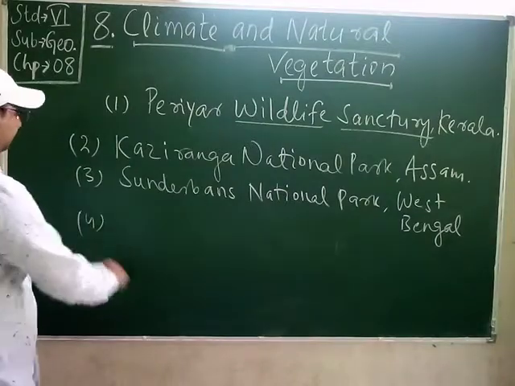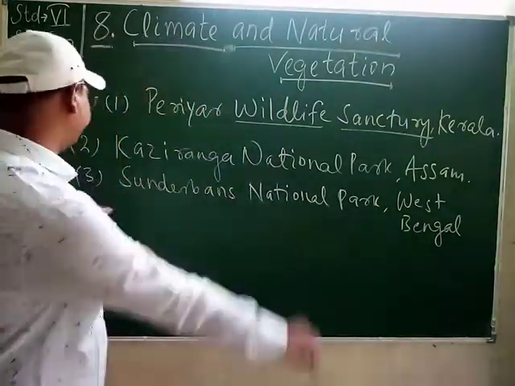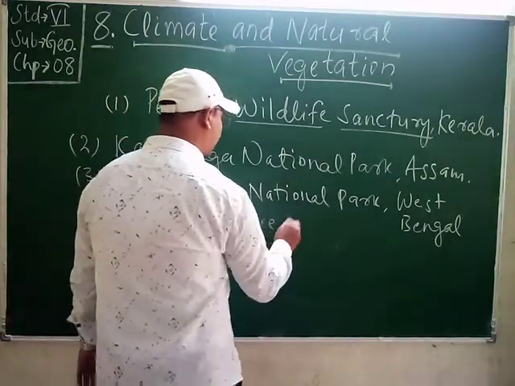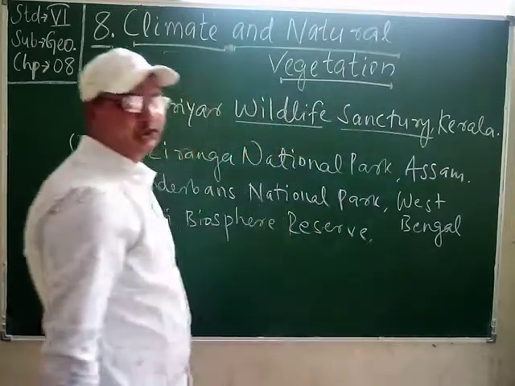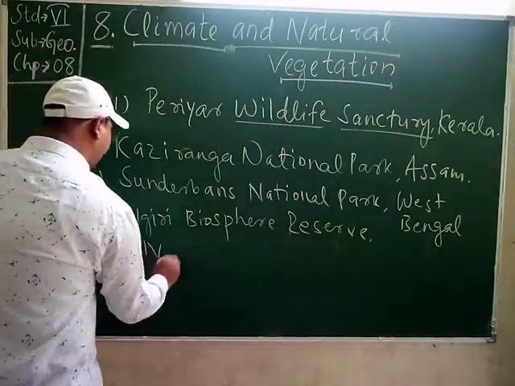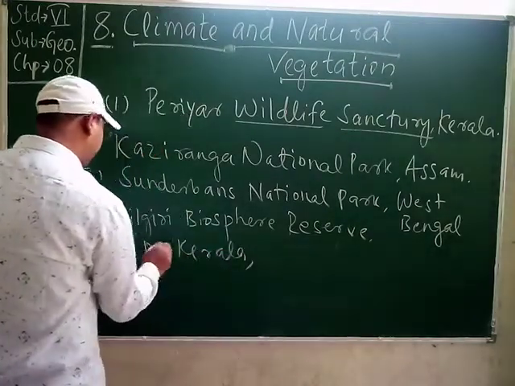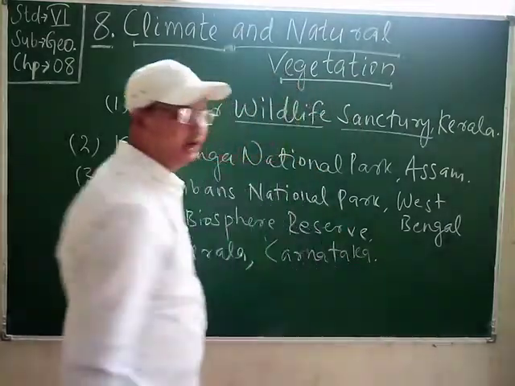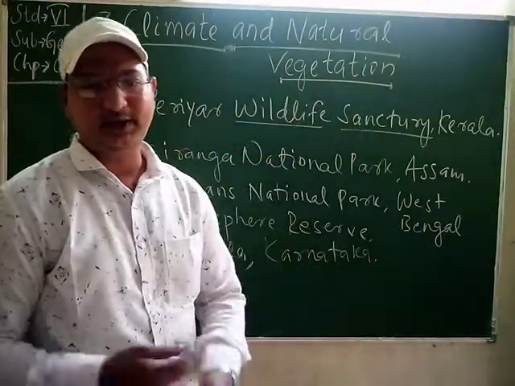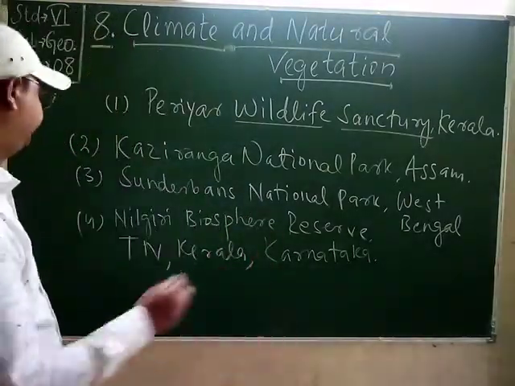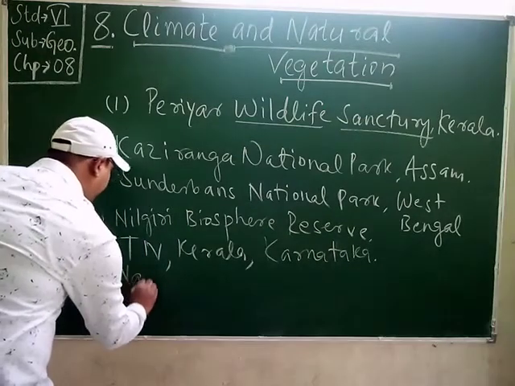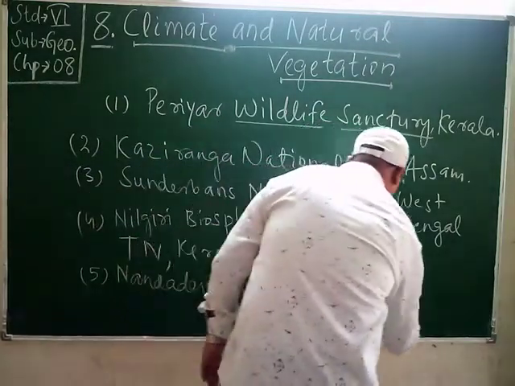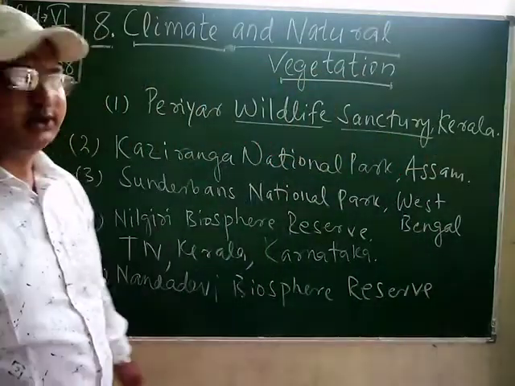Then I will write here about the biosphere reserve, the Nilgiri Biosphere Reserve. Students, the Nilgiri Biosphere Reserve is spread across Tamil Nadu, Kerala and Karnataka. So students, one more example I can write is the Nanda Devi Biosphere Reserve. Nanda Devi is also a type of biosphere reserve in Uttarakhand.